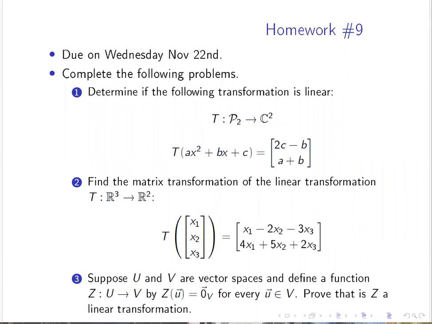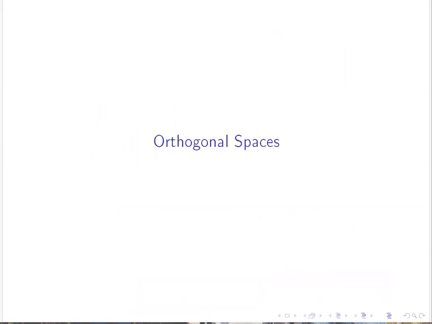Our homework number 9 is due on Wednesday, November 22nd. That's the day before Thanksgiving. Here are 3 problems about linear transformations. Go ahead and screenshot this or whatever to do this. You're going to determine if something is a linear transformation, find the matrix of a linear transformation, and then prove that something is a linear transformation just based on some general information. All right, so those are the 3 problems. Please make sure you get those done.